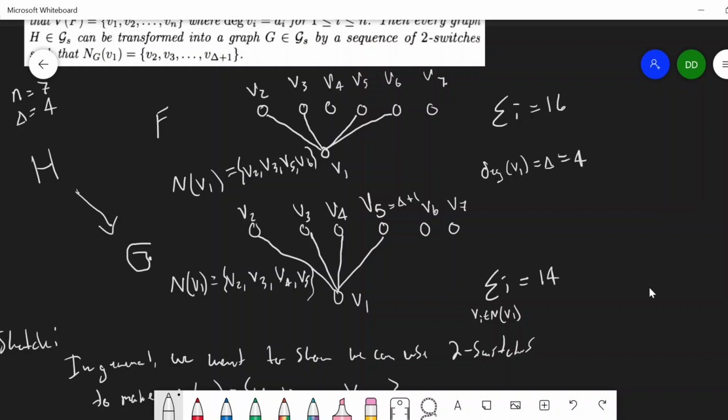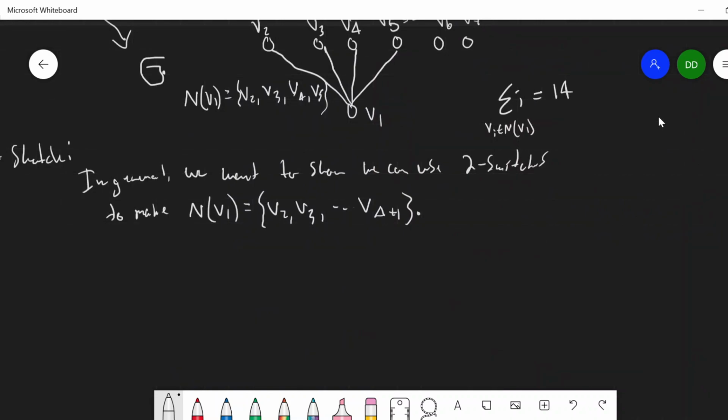So one thing to notice here is that in order to get this neighborhood, it's sufficient to minimize the degree sum, or sorry, not the degree sum, the subscript sum. The subscript sum is at a minimum when the neighborhood of V1 is exactly this. That's the idea.